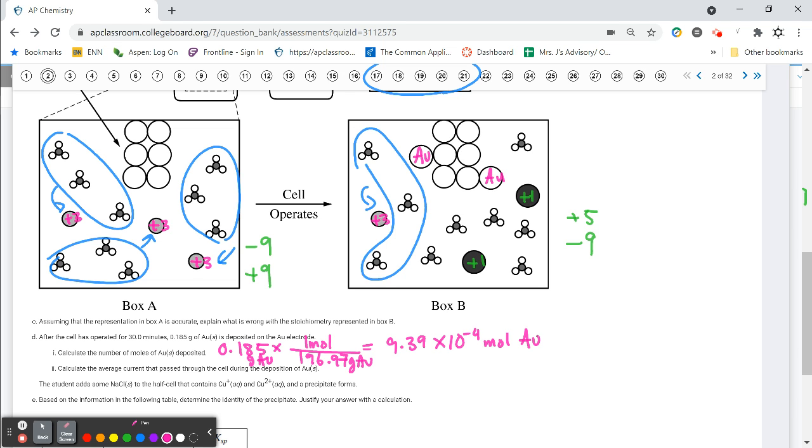The one that will be missing is either current or mass. One of them will be given to you. Okay? So those are the only questions in stoichiometry, so they're relatively easy to calculate. So we have 9.39 times 10 to the negative 4 moles of gold, right? And we need to find a way to go from moles of gold to charge.